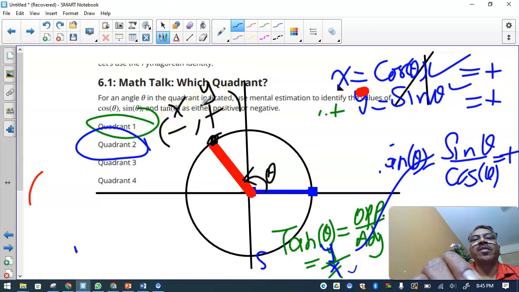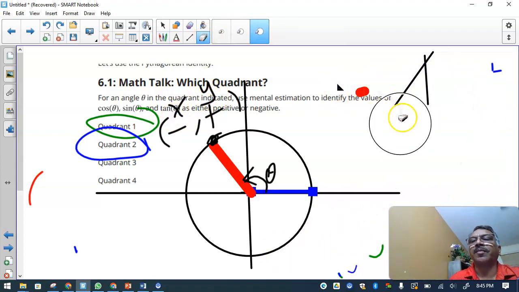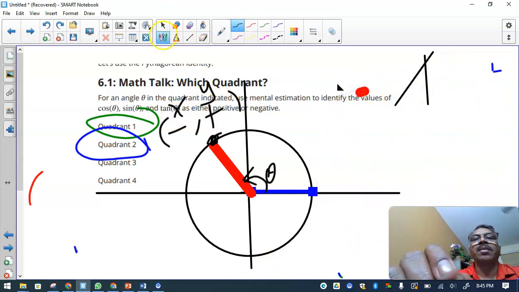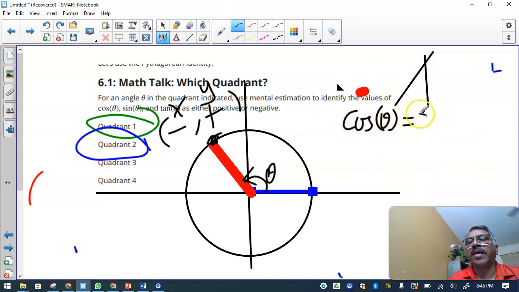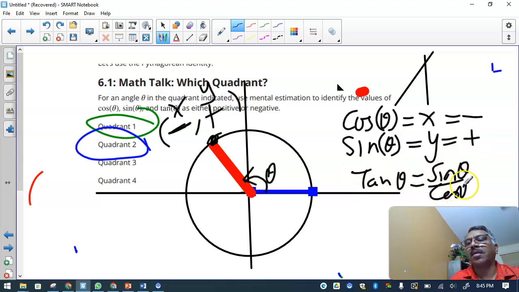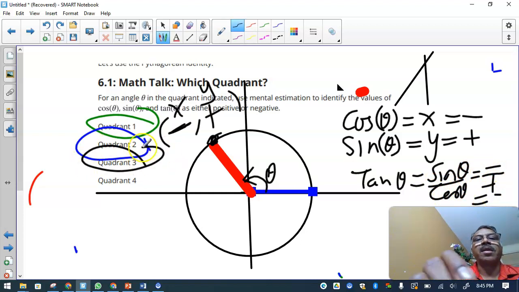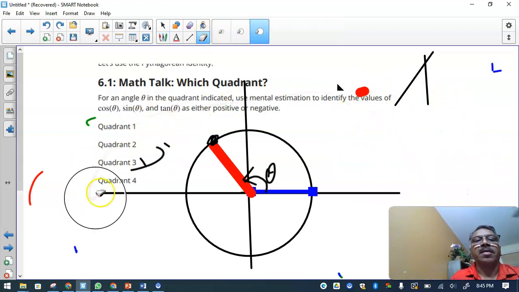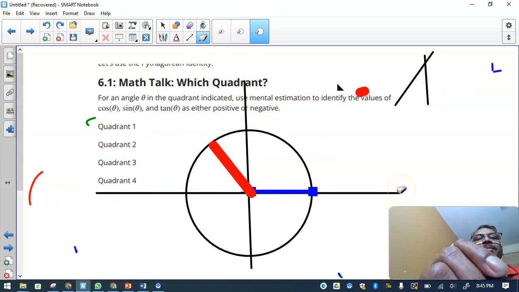So by the definition, cosine theta is x, and x is negative. Sine theta in the second quadrant is y, and y is positive. Tan theta is sine theta over cosine theta, which is plus over minus, so it is minus. In the third quadrant, let's go directly down to the third quadrant.